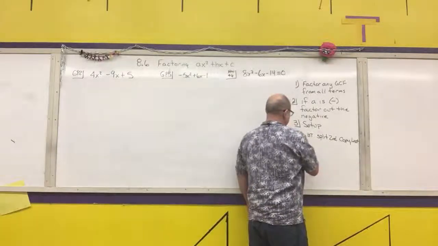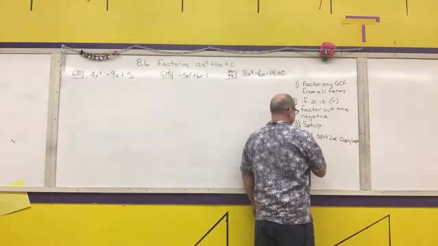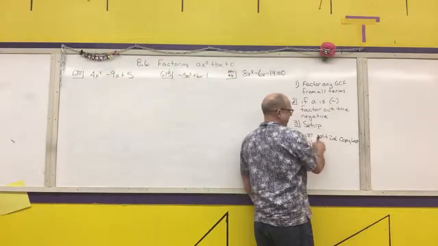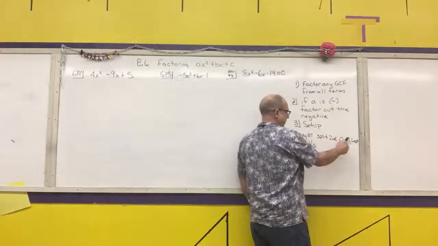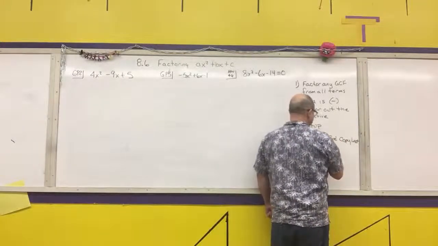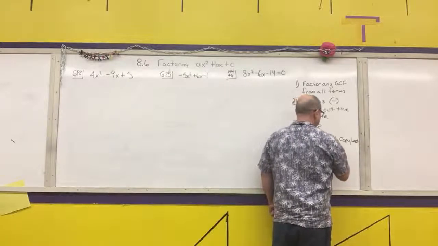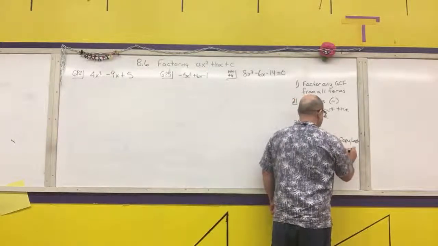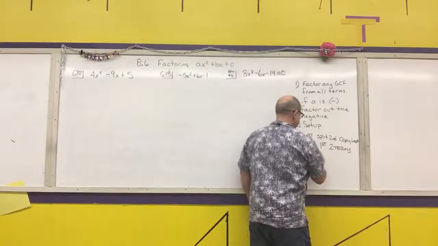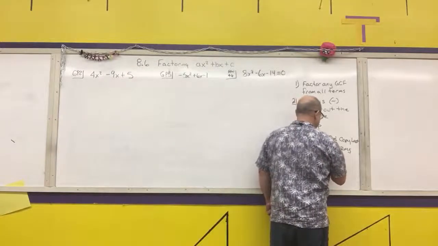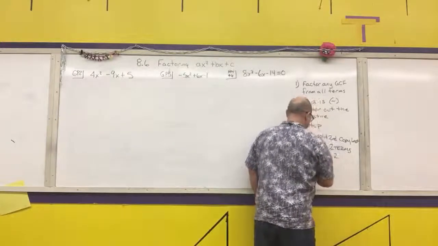Step 4. We're going to put parentheses around this. Now we'll have 4 terms: 1, 2, 3, 4. Parentheses around the first 2. Parentheses around the last 2. With a plus sign in between.